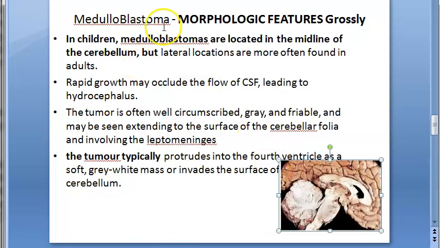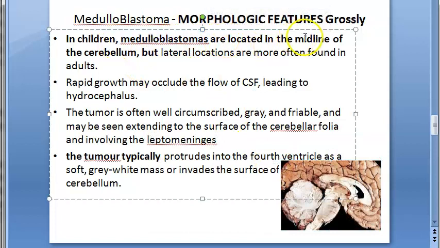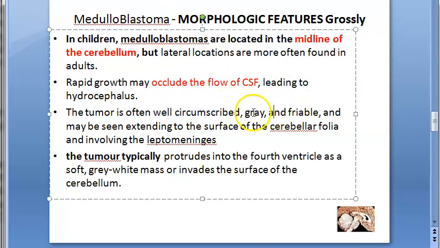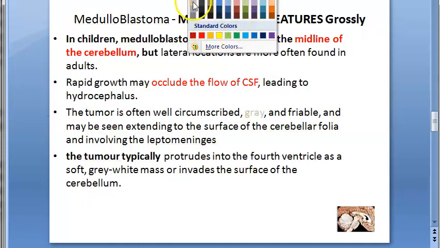Now basically here they are saying that in children the medulloblastomas are located in the midline of the cerebellum, but lateral locations are there in adults. Then the rapid growth may occlude the flow of CSF leading to hydrocephalus. It's highly malignant. The tumor is often well circumscribed, grey, friable. Okay, grey and all this you should write, all the standard colors. Always you will write grey, whitish yellow. All these colors are very standard. Here you write grey.